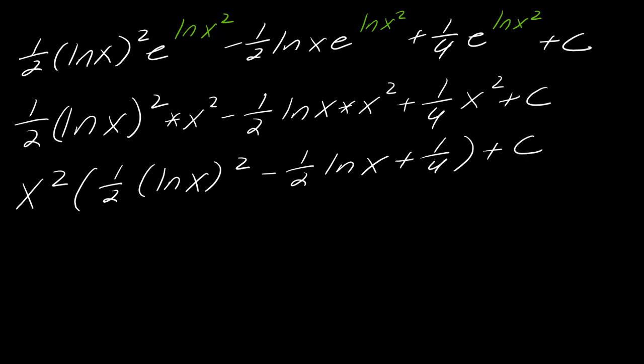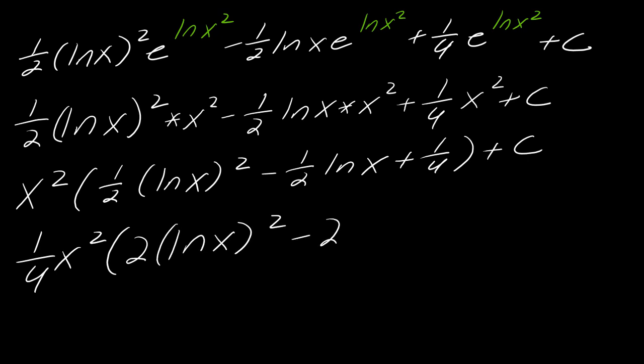So the next part of this, if I wanted to go any further, maybe the last thing I could really do is factor out the fractions. So if I factor out the fractions, I get 1/4 x squared. So that will have to turn into 2 natural log of x squared minus 2 natural log of x plus 1, and then plus c. And that's as far as that goes.